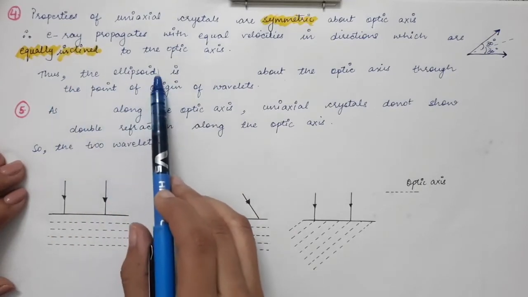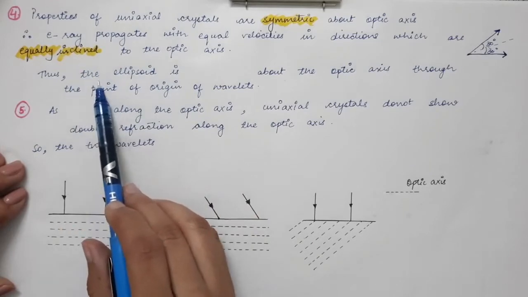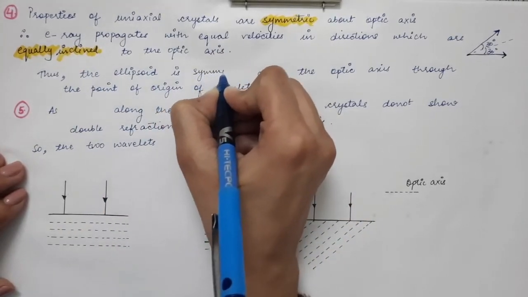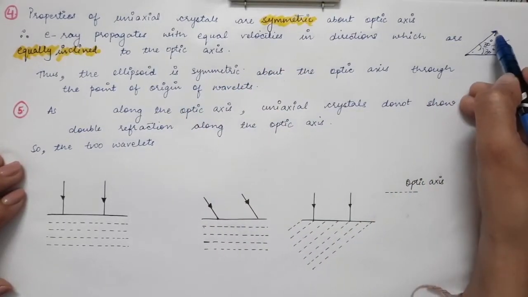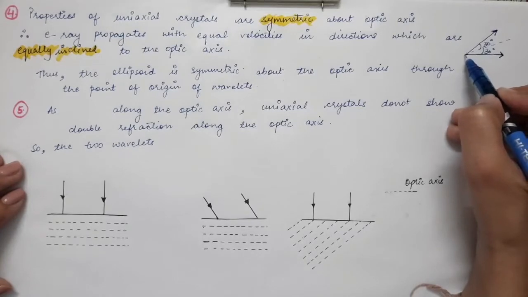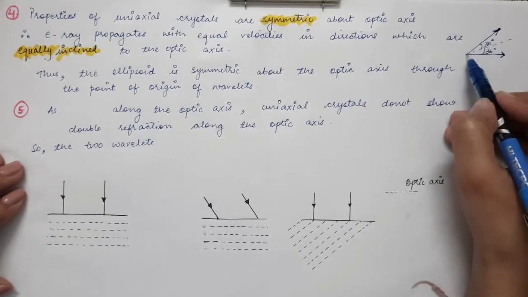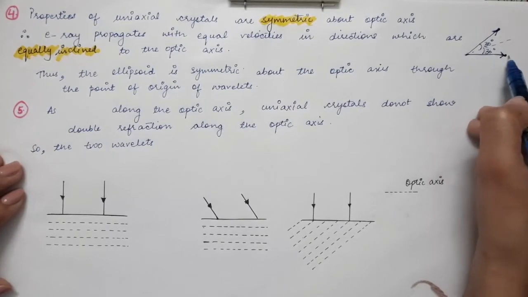Thus the ellipsoid, which is the shape of the wavelet for the case of the E-ray, is also symmetric about the optic axis. So if the E-ray travels in this direction and in a certain time reaches this point, then in the same time it will reach this point if it was traveling in this direction.